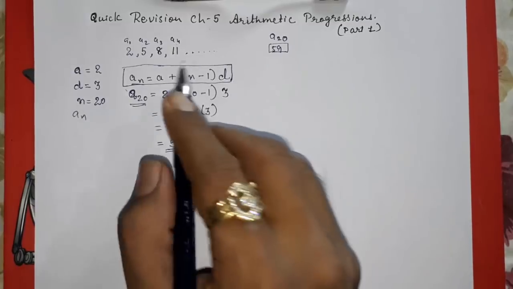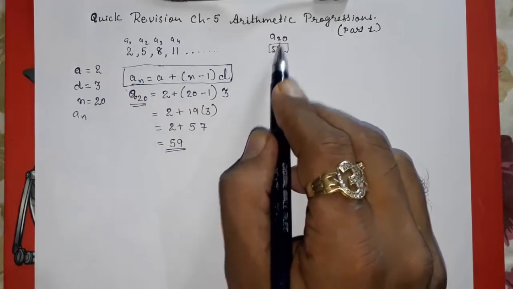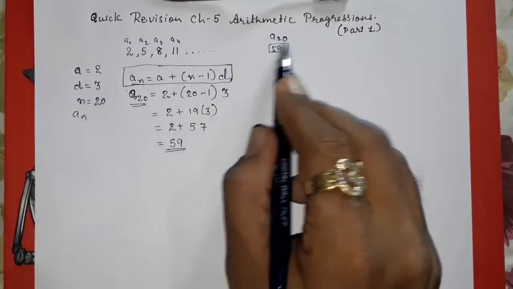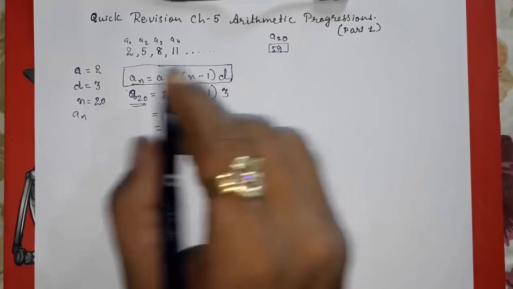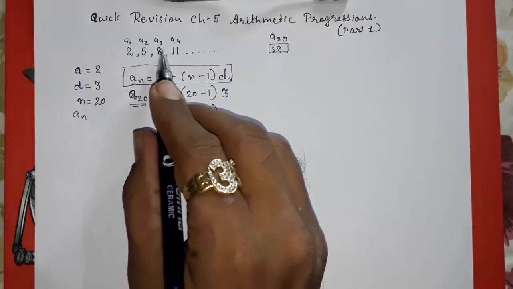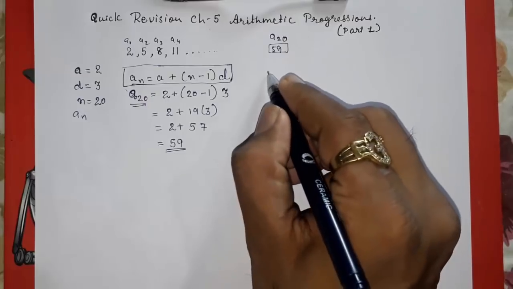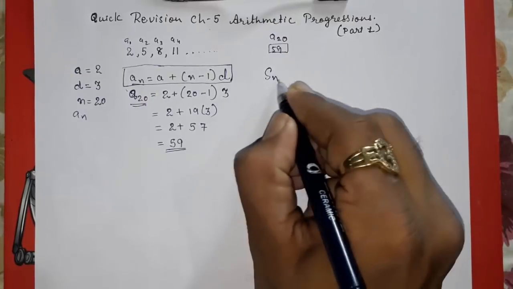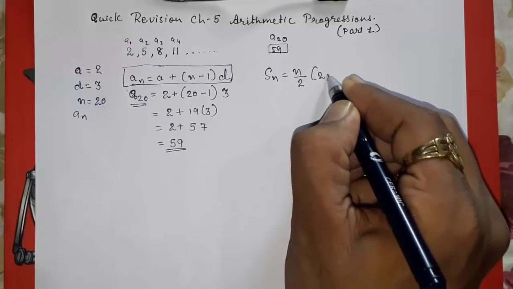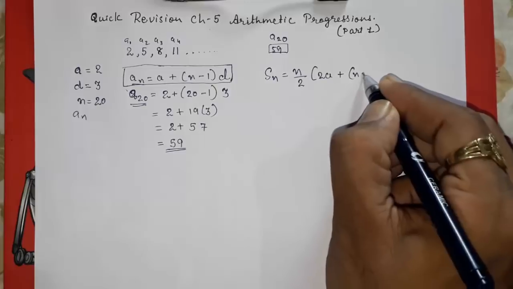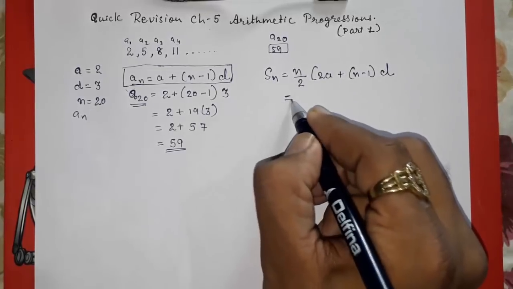Now we are going to find the sum. If we want to find the sum from the first number to the 20th number, we can find it directly without adding 2 plus 5 plus 8 plus 11 and so on. Directly we can find the sum, that is Sn, sum of n numbers. It will be n by 2 into bracket 2a plus (n minus 1) into d. One short method is also there that I will tell you after this.